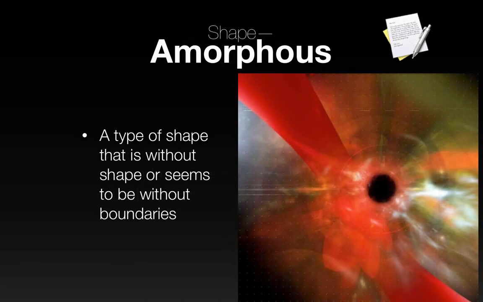Amorphous shapes, a little weird. This is a type of shape that is without shape or seems to be without boundaries. Good examples of amorphous shapes are things like clouds and nebulae and things like that.